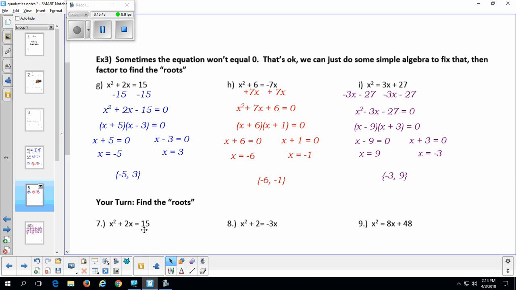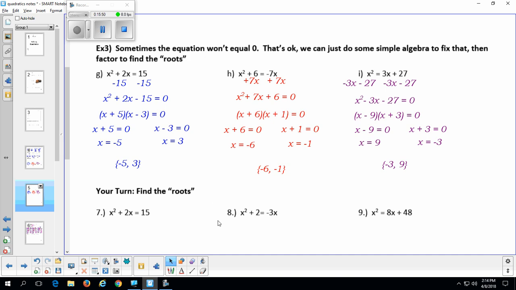So your turn, find the roots. They don't equal 0, but you can just move some things around to get them to equal 0. And then factor and find your roots.